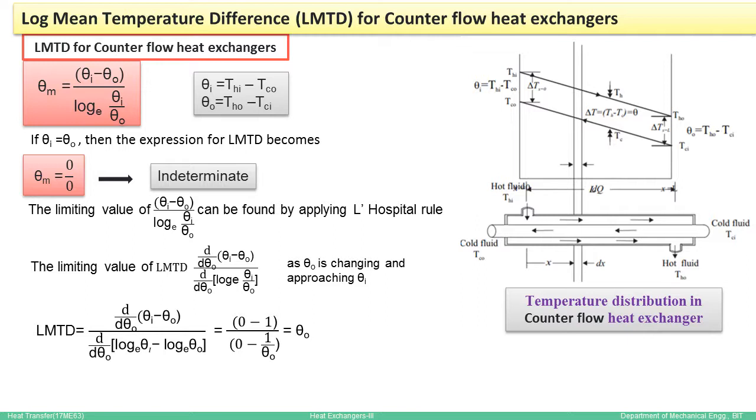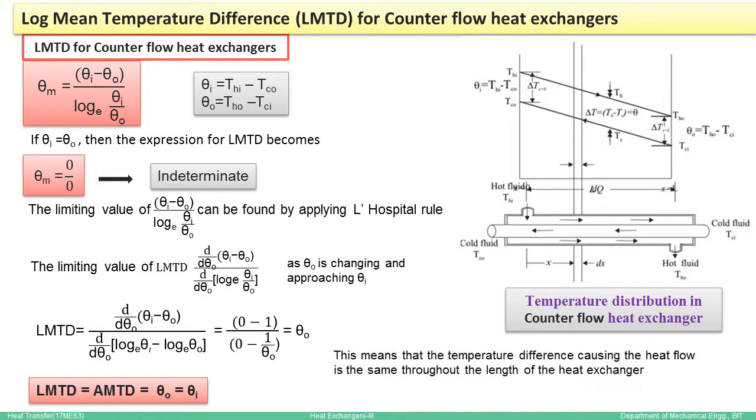When you take that, theta I is taken constant, so that is 0 minus, since you are differentiating with respect to theta naught, minus 1 because of the negative sign in there. Similarly, log of theta I to the base e is also 0, but log of theta naught to the base e gives 1 by theta naught. After simplification you get LMTD equal to theta naught. That means you get an expression for LMTD which is also equal to the arithmetic mean temperature difference, that is equal to theta naught or theta I.